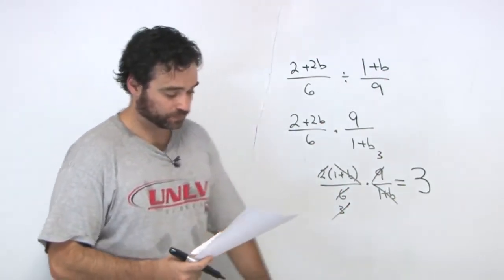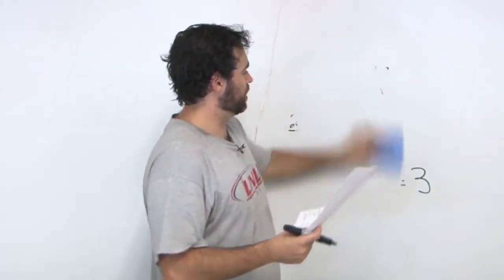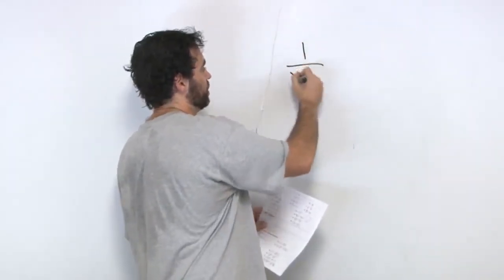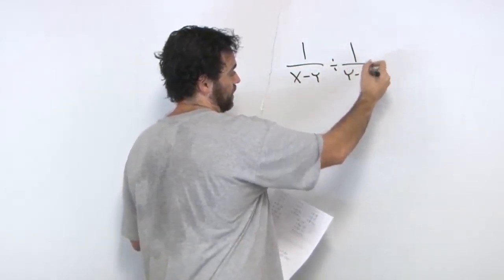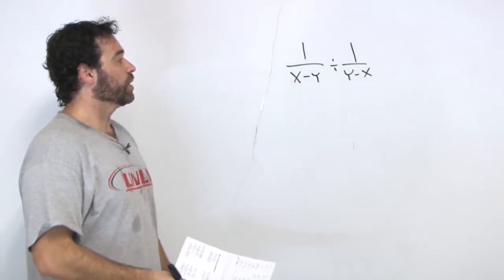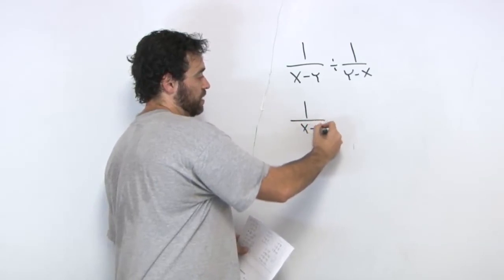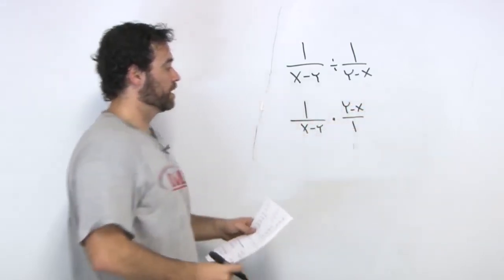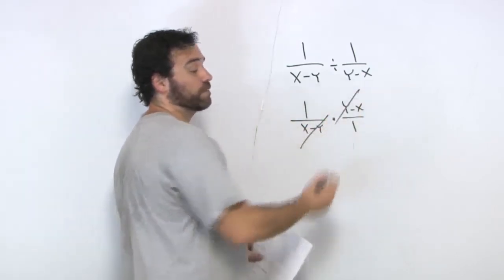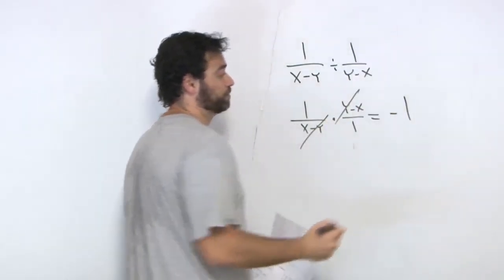Okay? And you know these always get more and more interesting. And I like this problem. It looks simple enough, but it's easy to make a mistake with it. X minus y divided by 1 over y minus x. Okay? What are we going to do here? Again, same idea. Keep the first fraction the way it is, x minus y. Change that to multiplication. Flip this, it becomes y minus x over 1. This we should recognize. They're different by a sign of -1. So our whole answer is just -1.